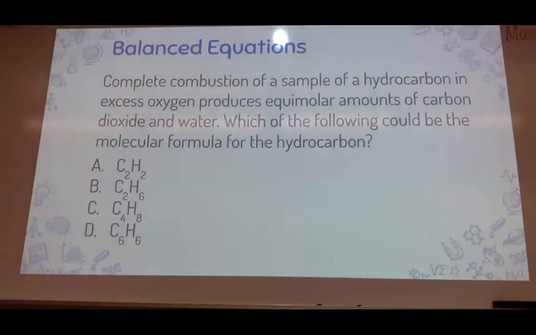Some of the questions we look at will be multiple choice. Some will be short answer. This is an example of a multiple choice question, and it's going to have us practice balancing combustion reactions specifically, because those are usually the most difficult to balance. It says: complete combustion of a sample of a hydrocarbon in excess oxygen produces equimolar amounts of carbon dioxide and water. Which of the following could be the molecular formula for the hydrocarbon?